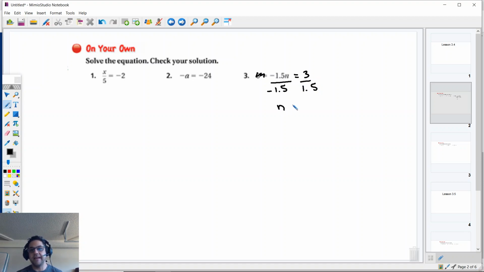So n is equal to, oops, I've got the negative sign right there. Don't be like me. Positive divided by negative is a negative, and 3 divided by 1.5 is going to be 2. So our answer is negative 2. Now, if I were to check that, remember I would have to use the original problem. So 3 is equal to negative 1.5 multiplied by my n value, which I think is negative 2. Negative multiplied by negative is positive. 1.5 times 2 is definitely 3.